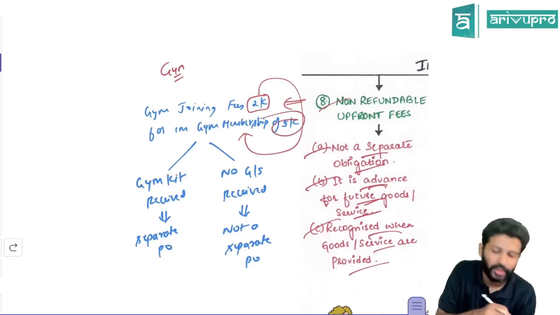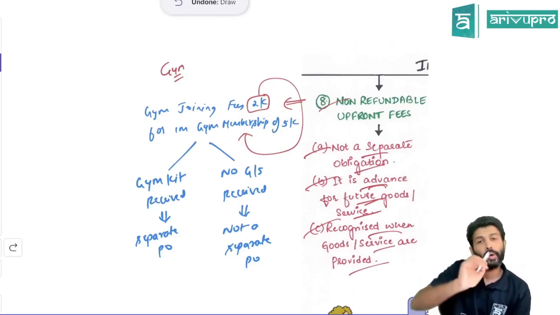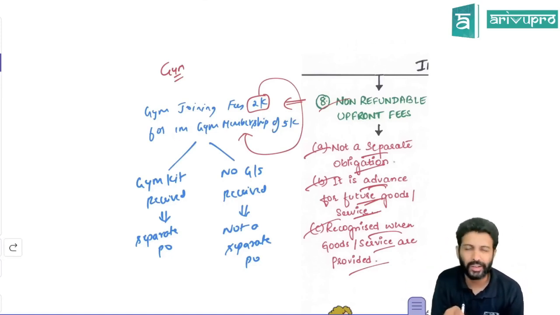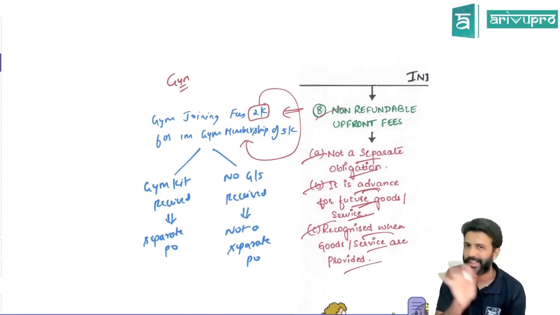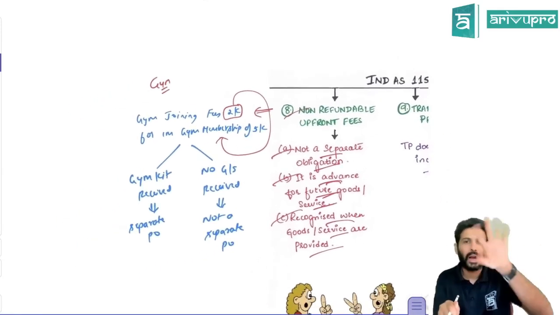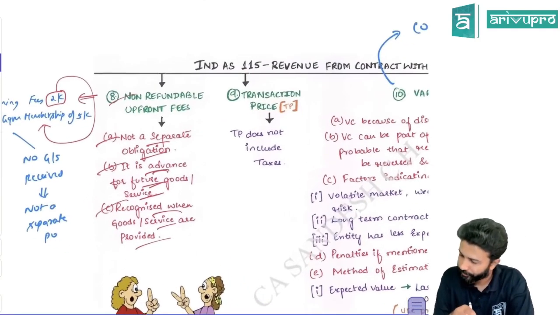What about this 5,000, sir? This 5,000 revenue is for the 1 month gym membership fees. Only when the 1 month is over will the obligation be completed. In that case, after 1 month, you can book the revenue. Till then, you cannot book it. Even if you have already received the money, you have to show it as advance. After 1 month, book it as revenue. All right, that is one.